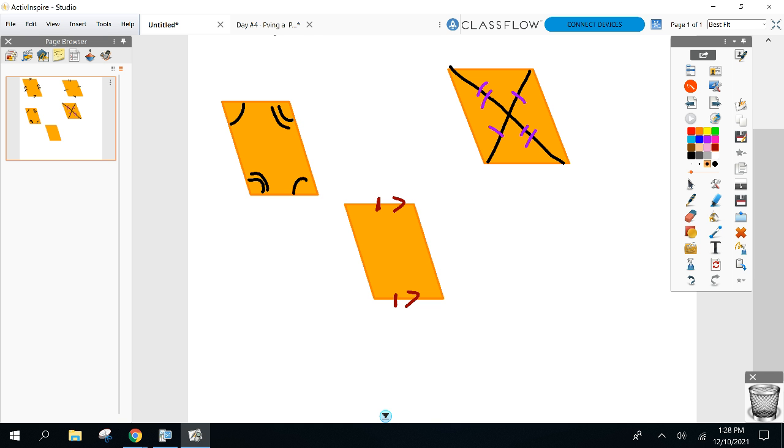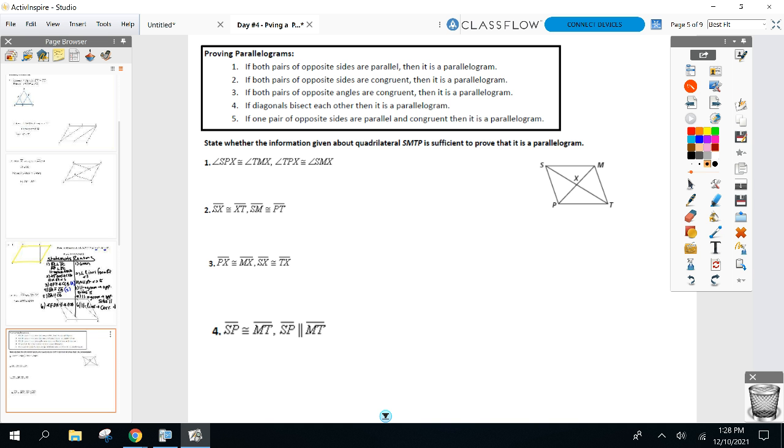Before I jump into the proofs, let's do a little basic practicing right now. I'm going to give you information. You guys let me know if that's good enough for a parallelogram or not, and why. Right off the bat, number 1, angle SPX and TMX are congruent. Stop. I want to see if you have it in you. If you know those 2 angles are equal, what else do you know now? Come on, dig deep.